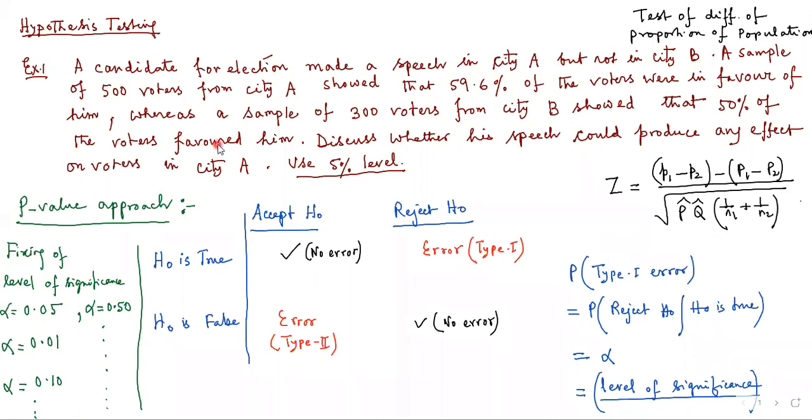So we want to test whether the proportion of voters in city A affected by speech and the proportion of voters in city B not affected by speech, whether there is any kind of significant difference between them or not. So that's why it is a problem of test of difference of proportion of population.